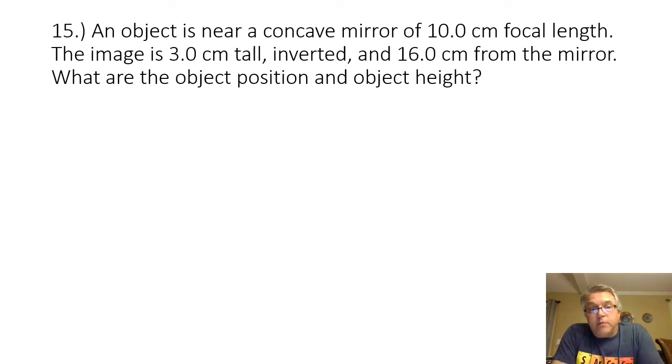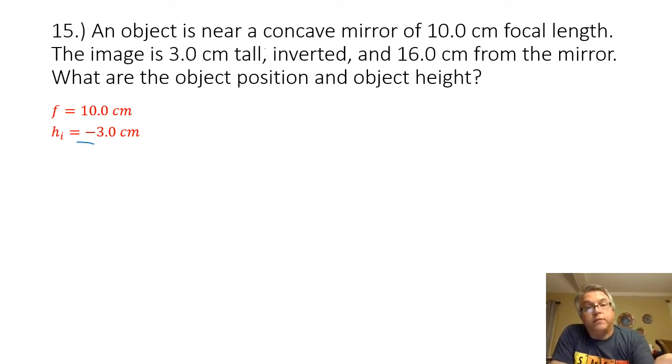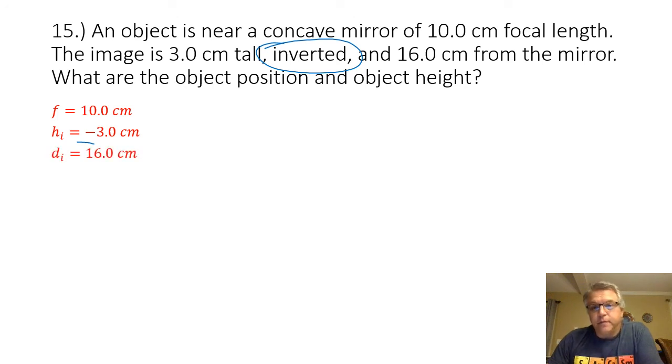So in this problem, we have our focal length of 10.0 centimeters. We have the image height, which is 3.0 centimeters tall, and it is negative. And I know it is negative because I'm told that it is inverted. So we have an inverted image, so it's going to be a negative height. And we also have the image distance of 16 centimeters. We are being asked to find the object distance and the object height.